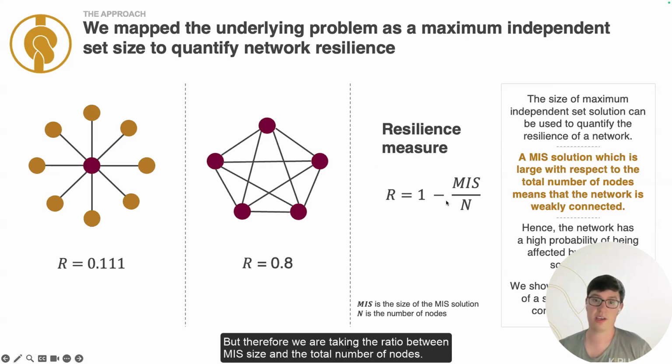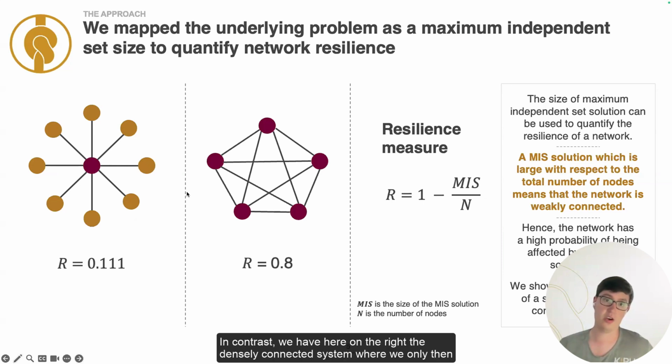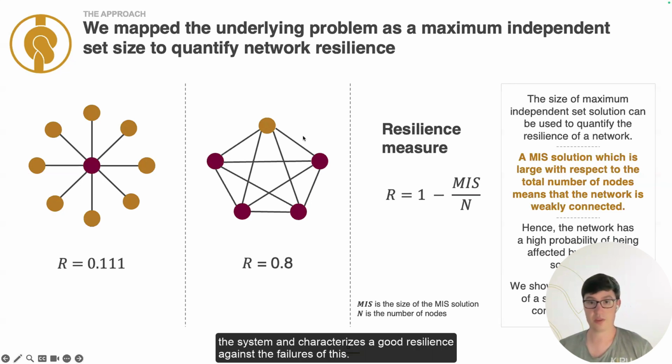So we are taking the ratio between MIS size and the total number of nodes. And as we can see here, this network has a pretty low resilience because it has a large independent set, and this reflects that when the center node fails, the full network will break down, and we do not have any redundancy. In contrast, we have here on the right the densely connected system, where we only obtain an independent set size of 1, which reflects that we have a large redundancy in the system and characterizes a good resilience against failures.